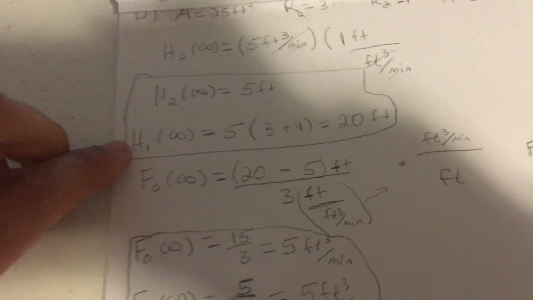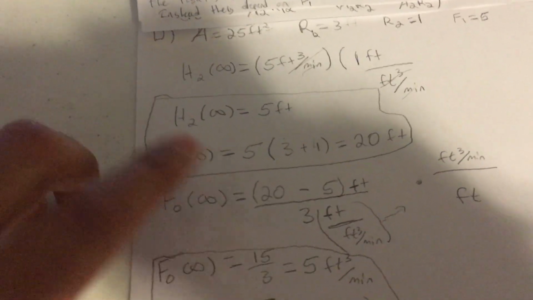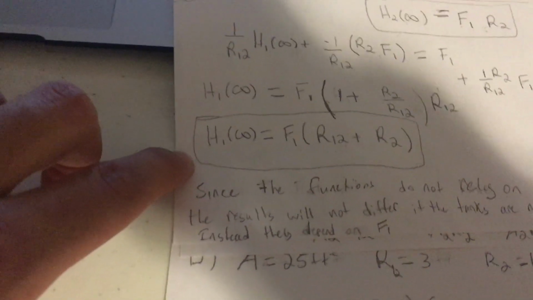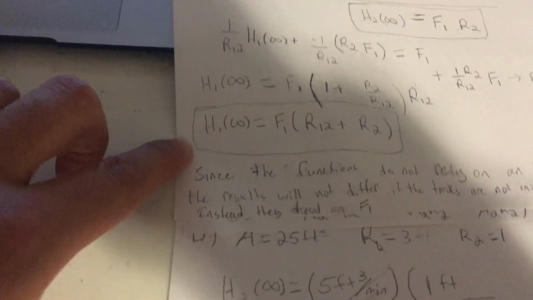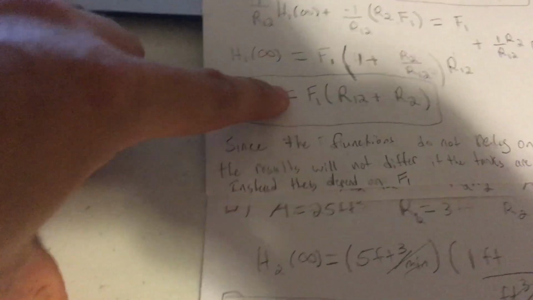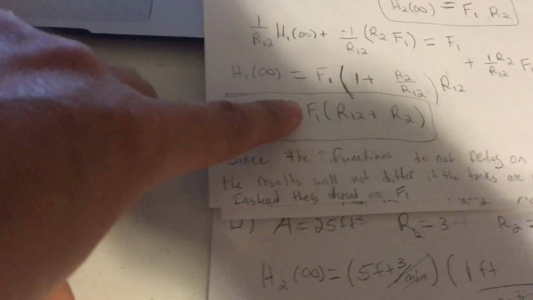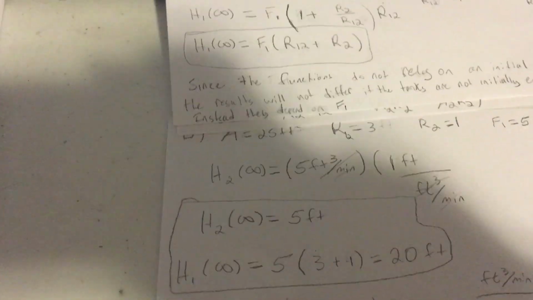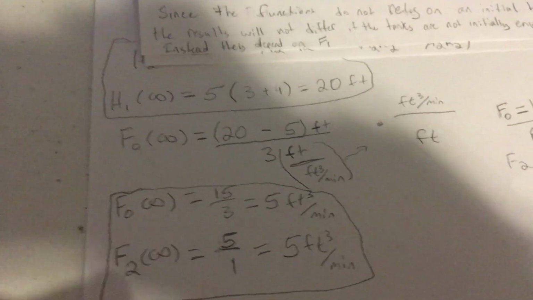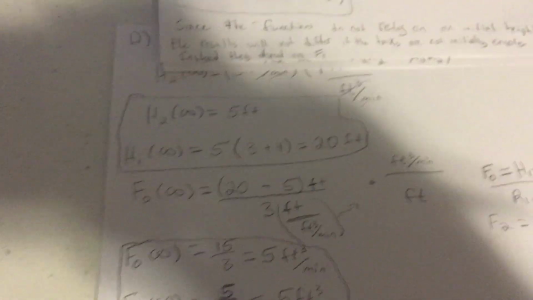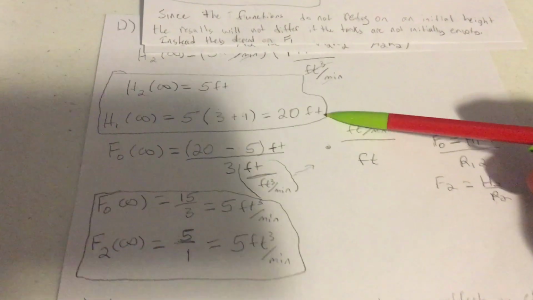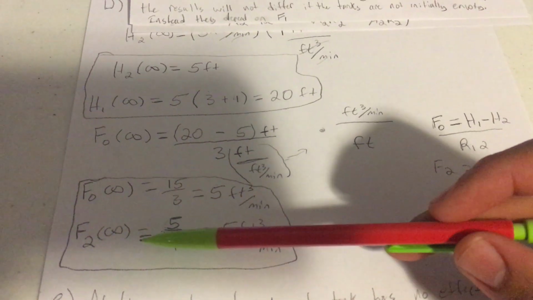And then we have h1 of infinity is equal to 5 times 3 plus 1 is equal to 20 feet. Remember, we got h1 of infinity. This formula is coming directly from what we just derived here. h1 of infinity is equal to f1 times r12 plus r2. And f1 is constant. It was given as a constant. So no matter what time it is, we don't care whether it's in infinite time or it just started, it's always going to be that 5 feet cubed per minute because they said it was constant. So that's another part of this that you need to understand. Now, here's another fundamental understanding of the problem. You don't really need to do a lot of this solving here to get this flow rate out.